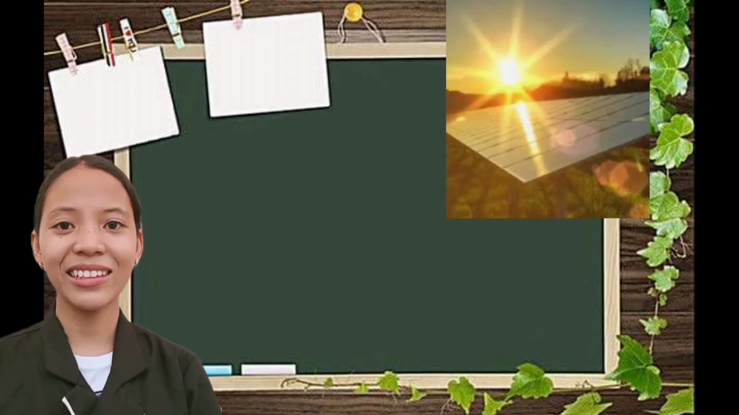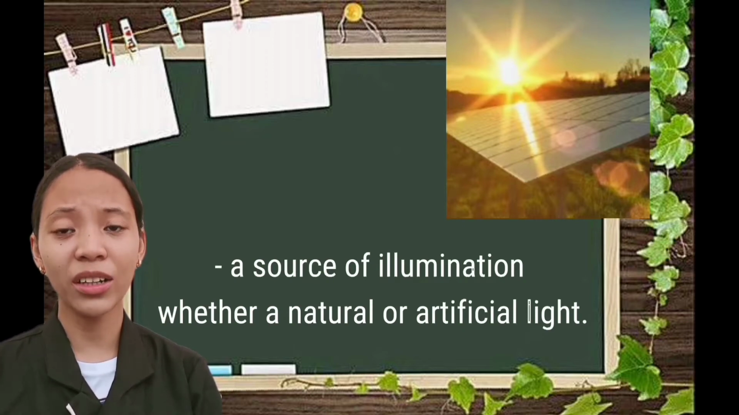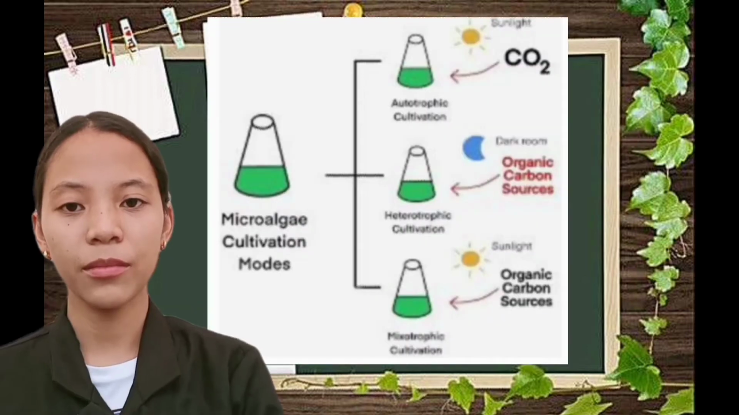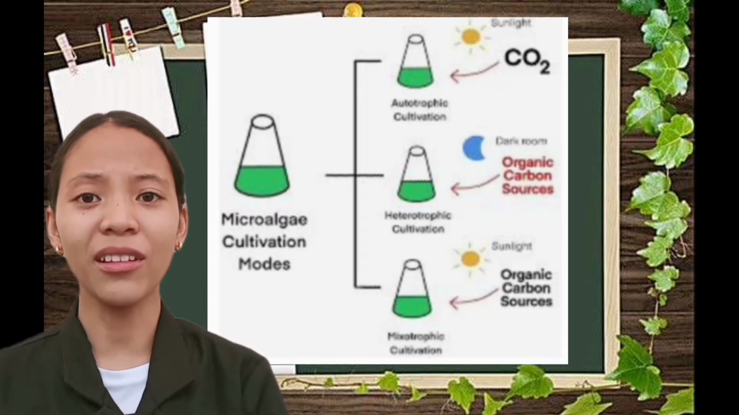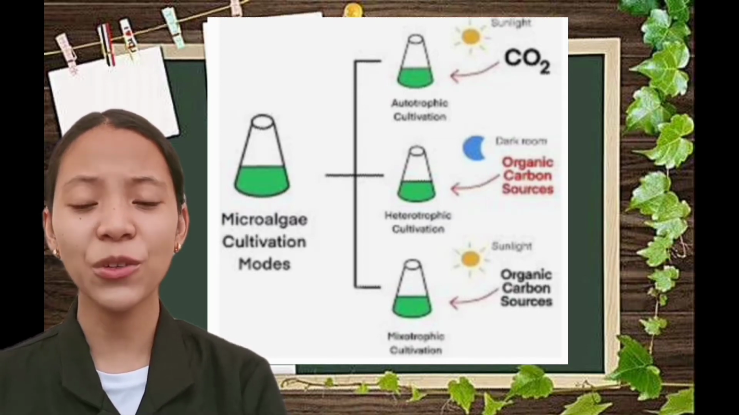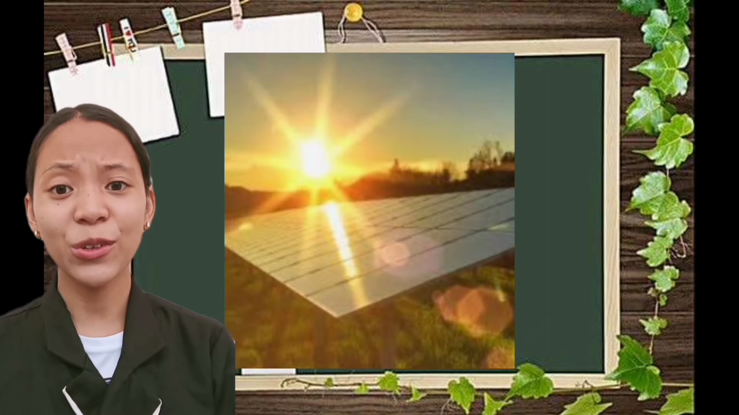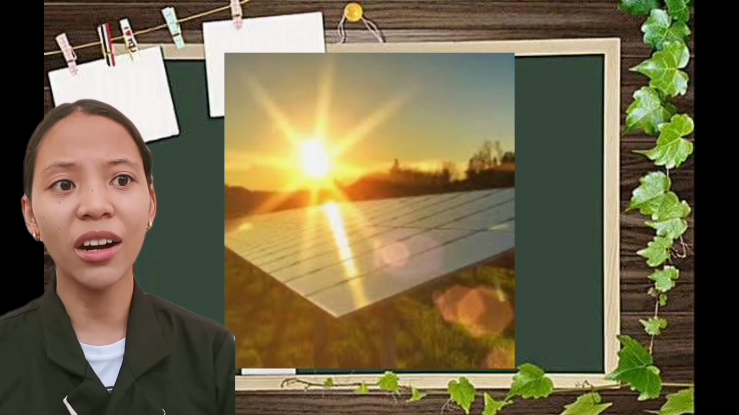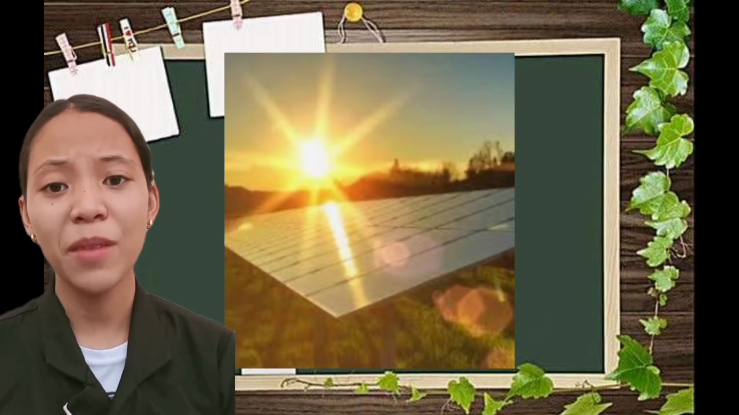What is light? Light is the source of illumination, whether natural or artificial light. Microalgae photosynthesize. For example, they assimilate inorganic carbon for conversion into organic matter. It serves as a source of energy which drives this reaction, and in this regard, intensity, spectrum, and photoperiod have to be considered.